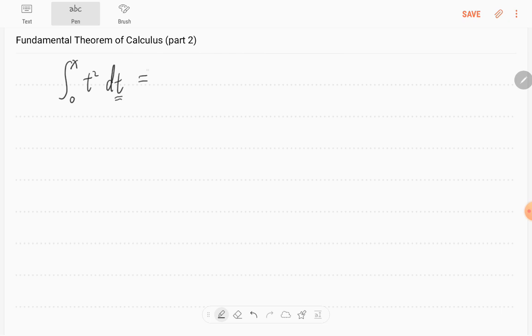So the antiderivative for t squared is t cubed over 3, right? If you don't believe it, you can just take the derivative of this term, then you will see it will recover t squared. Then we evaluate at 0 and x. So it would be x cubed over 3 minus 0 cubed over 3. So this is x cubed over 3.